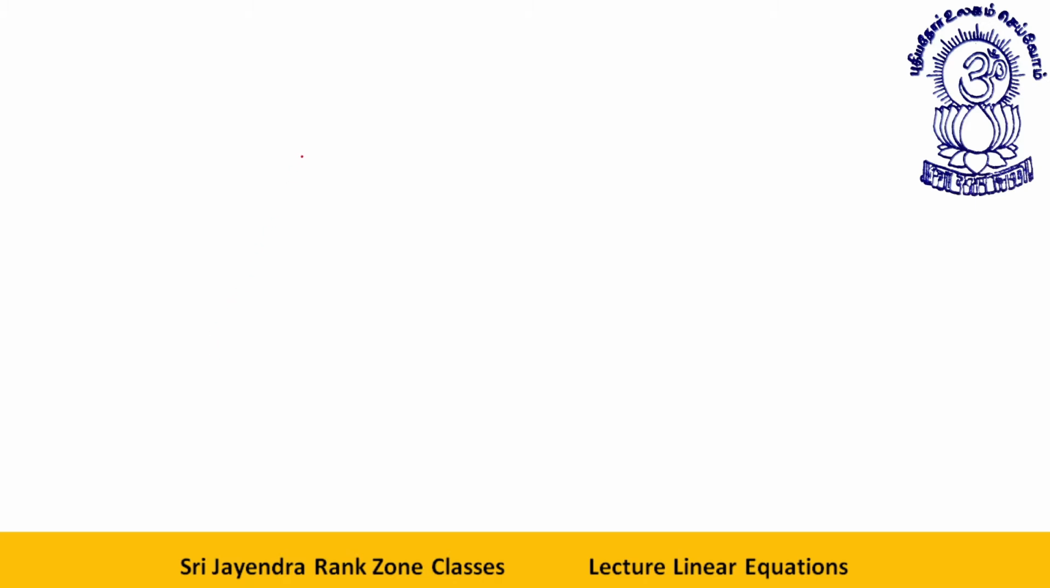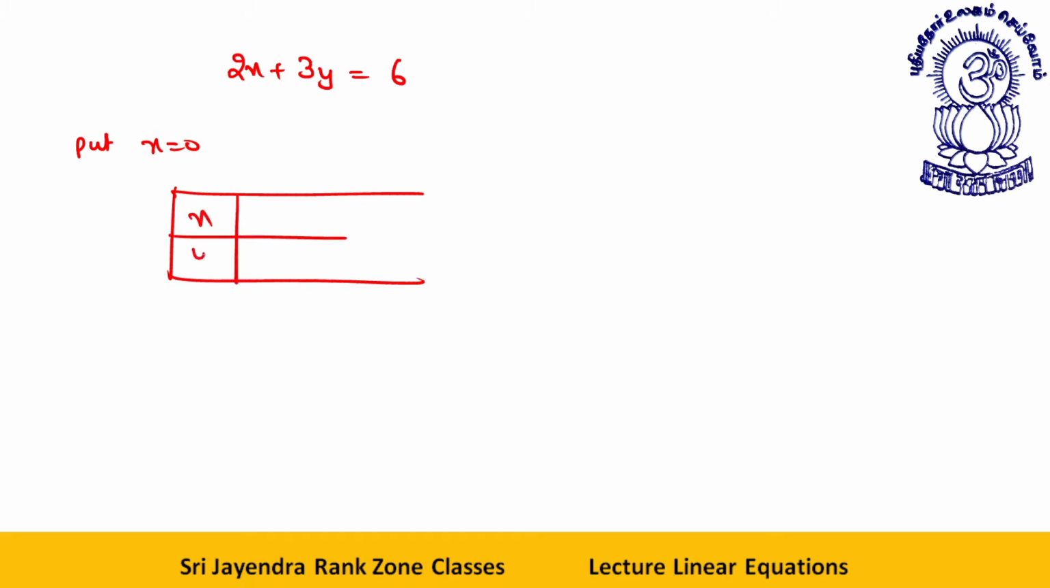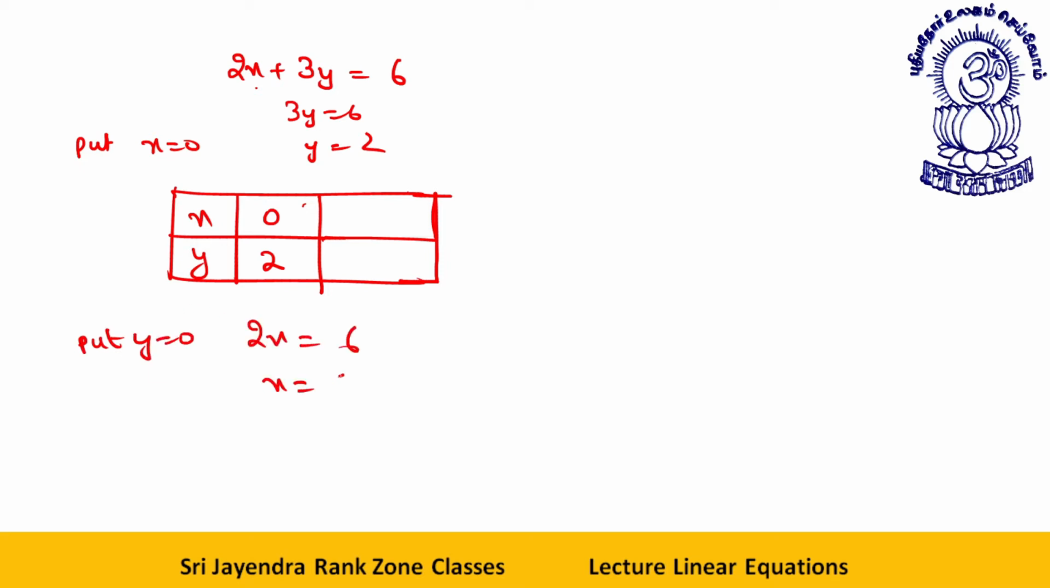Now let's discuss the types of equation. I very simply put up an equation in front of you: 2x plus 3y is equal to 6. How do you draw or plot this line? Very easy thing: put x is equal to 0. The moment you put x is equal to 0, you get 3y is equal to 6 or y is equal to 2. Done. Next, put y is equal to 0. When you put y is equal to 0, you get 2x is equal to 6 or x is equal to 3.